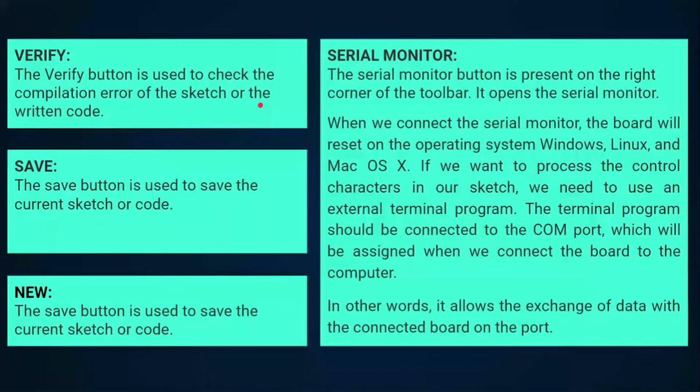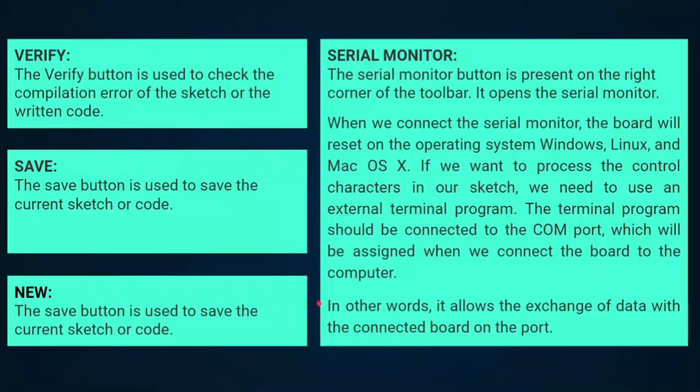Now comes the serial monitor. Let's read it. The serial monitor is a button present in the right corner of the toolbar, as we have shown you, and it opens a serial monitor. When we connect the serial monitor, the board will reset on whatever operating system we are working on, Windows, Linux, Mac. And if we want to process the control characters of a sketch, we need to use an external terminal program. The terminal program should be connected to the COM port, which will be assigned when we connect the board to the computer.